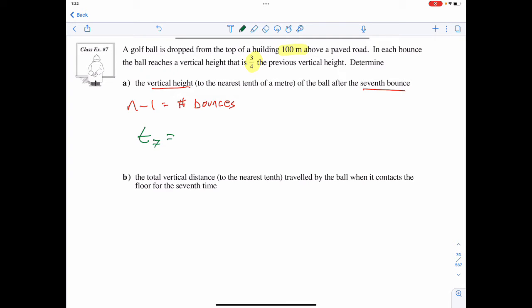I'm going to take my starting value of 100, I'm going to multiply it by my R value of 3/4, and I'm going to do it 7 times, not 7 minus 1 times. This should give me 13.3 meters to the nearest tenth.